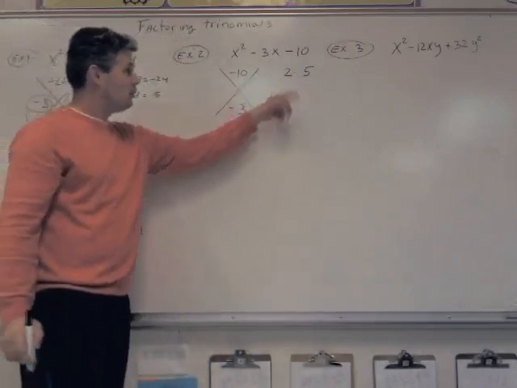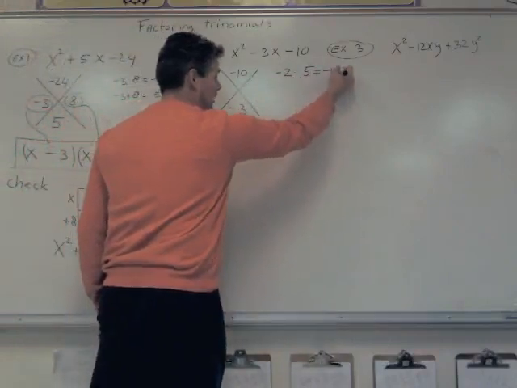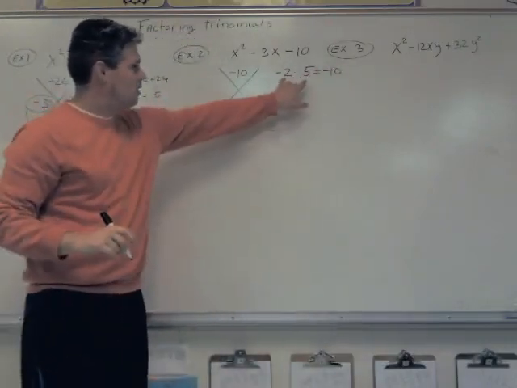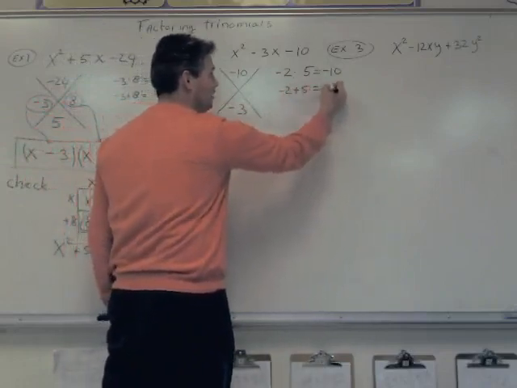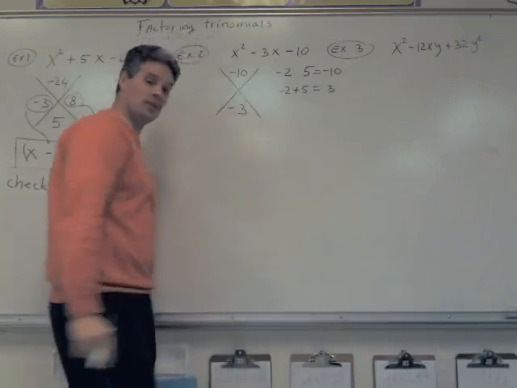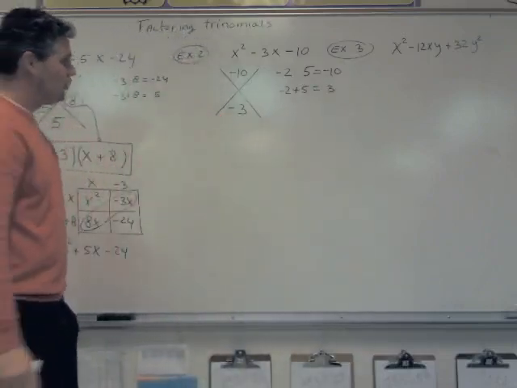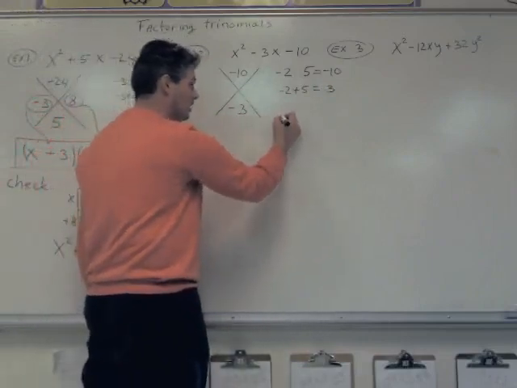So I need to make one of the two negative. I'm going to make the 2 negative here, because that gives me negative 10, and I notice that when I add these two together, I get a sum of positive 3. So that didn't work very well, but it's close. I need negative 3. So we're going to try another pair.